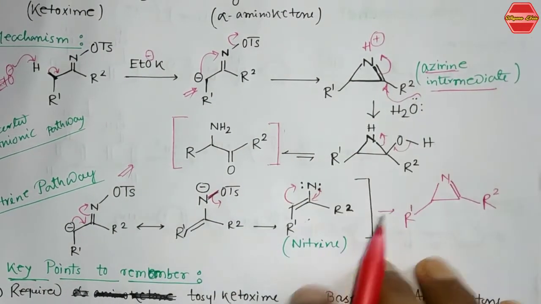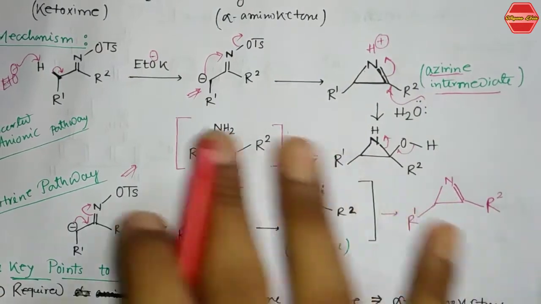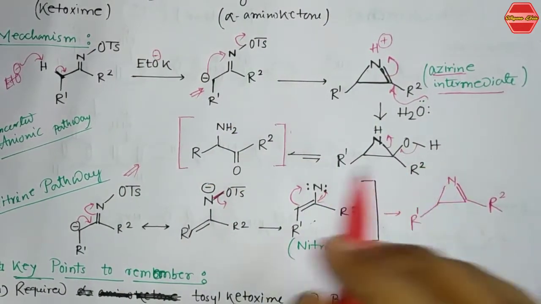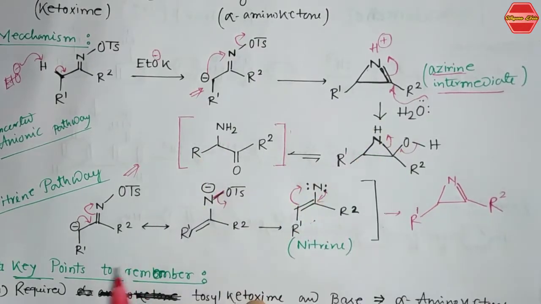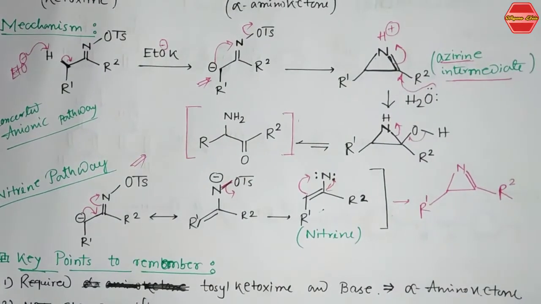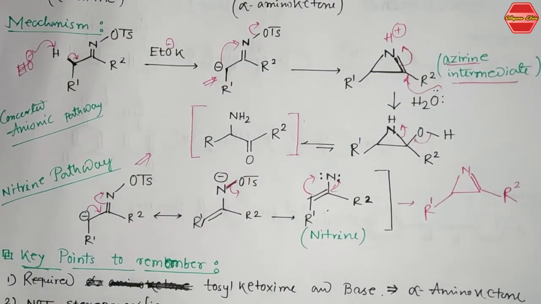So this is the same, and a similar pathway is followed here. When we are using water, it will cleave the ring and you are getting the final product, that is alpha aminoketone. So that is how this reaction takes place. This rearrangement reaction is very important, and I found it is important for CSIR-NET and GATE specifically. That's why I am taking this rearrangement reaction in this series.